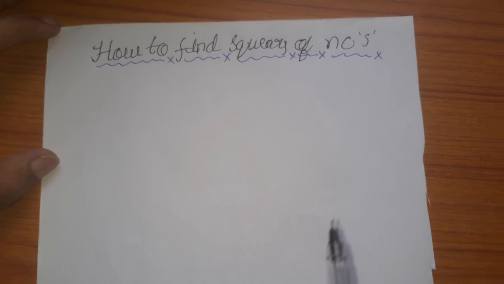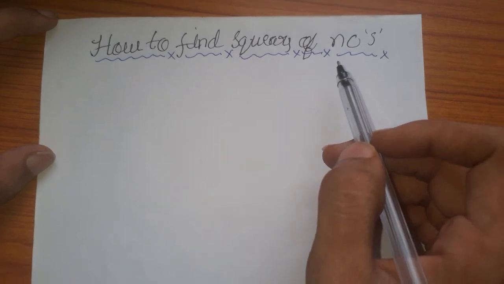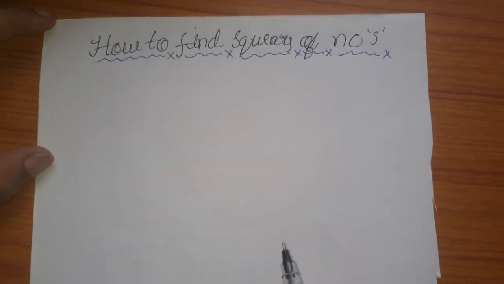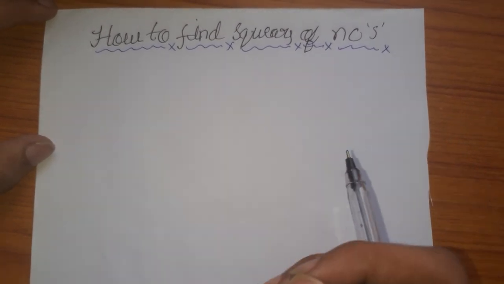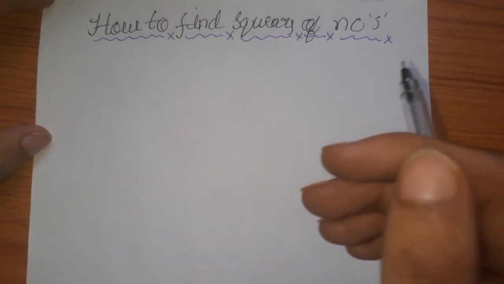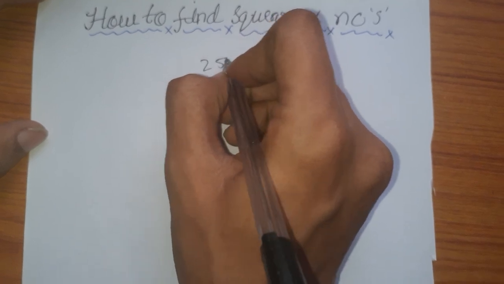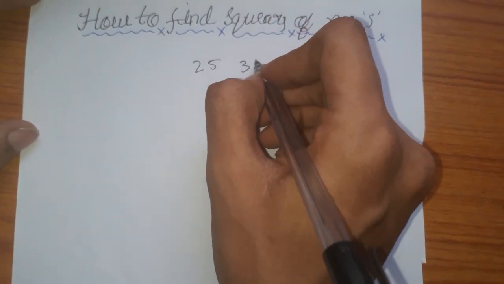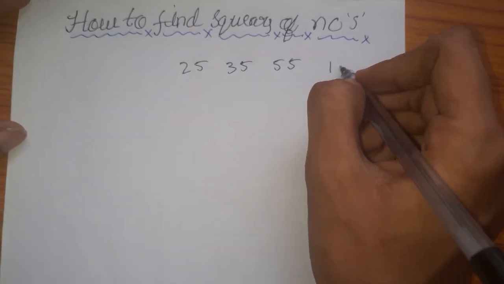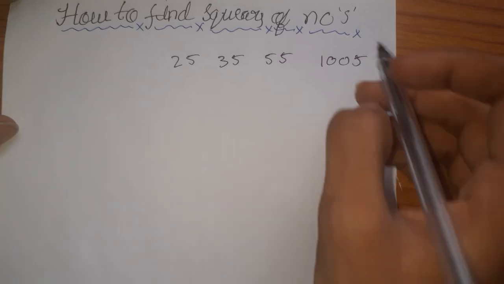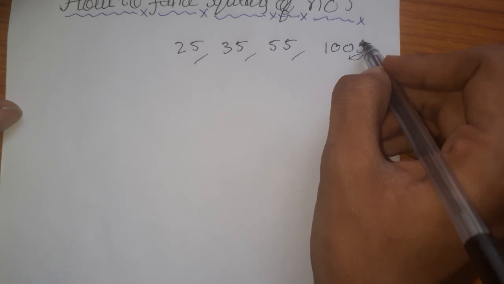In this video, we will learn how to find the squares of numbers. I will tell you a short trick to find the squares of different numbers which end with the number 5. You got it? For example, we have 25, 35, 55, 105. We can easily find these for numbers whose units digit is 5.